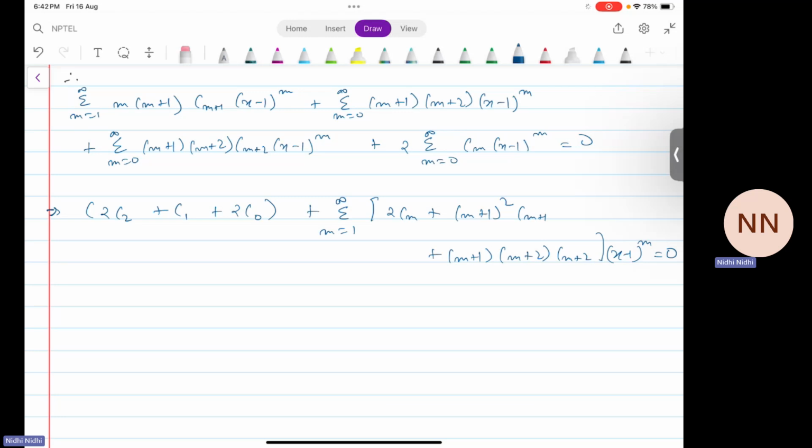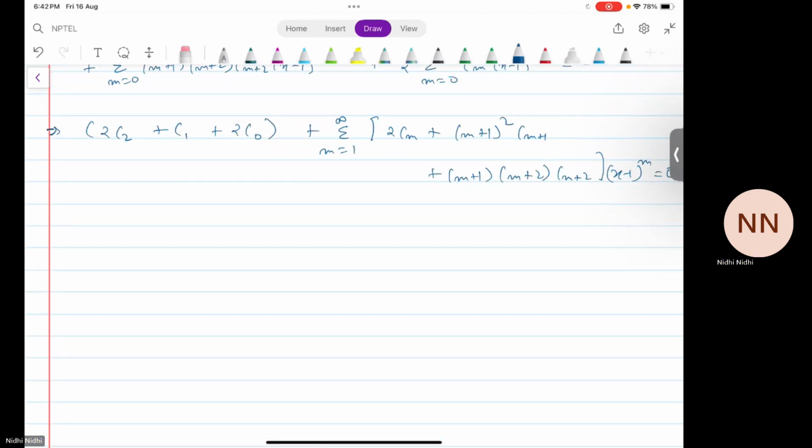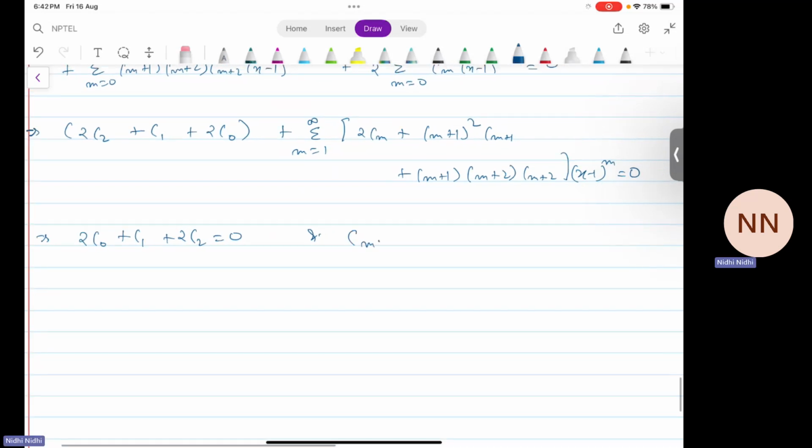Now comparing the powers, the coefficients of (x minus 1)^0, (x minus 1)^1, (x minus 1)^m, we get 2c0 plus c1 plus 2c2 equals 0, and from here we get c(m+2) is equal to minus [2cm plus (m+1)^2 c(m+1)] by (m+1)(m+2), for every m greater than or equal to 1.